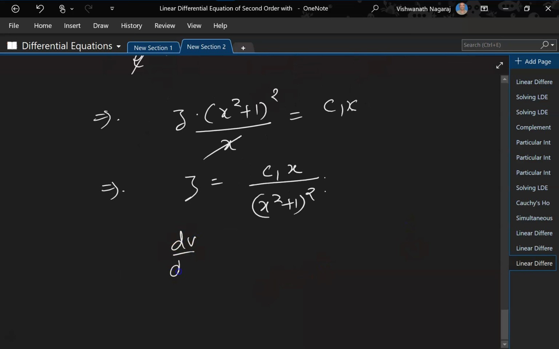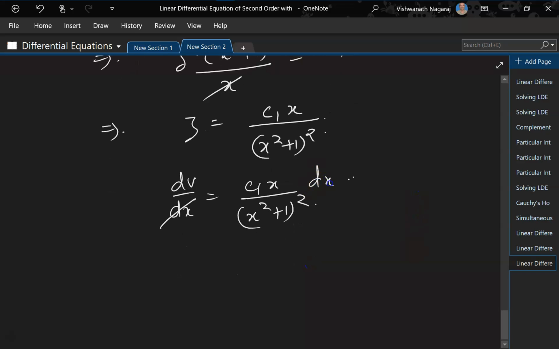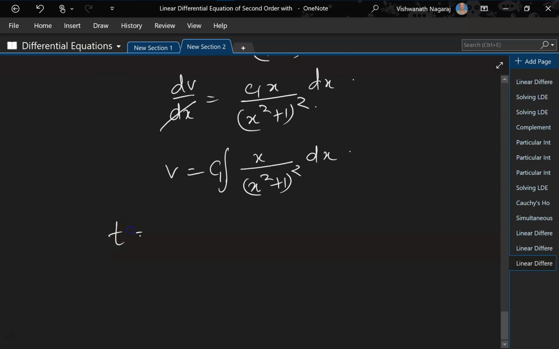Now z is nothing but dv by dx is equal to c1x by x square plus 1 square. This dx we can take here and integrate to get v is equal to, now comes the tricky part. It's not that simple. So let's take c1 out, x by x square plus 1 square dx. Now let's say t is equal to x square plus 1, right? So dt would be 2x dx, right? Remember it will be dt by dx, so if you bring it to this side it will become 2x dx. Now this 2 we can take to this side. So x dx, which is there in the numerator, becomes dt by 2.